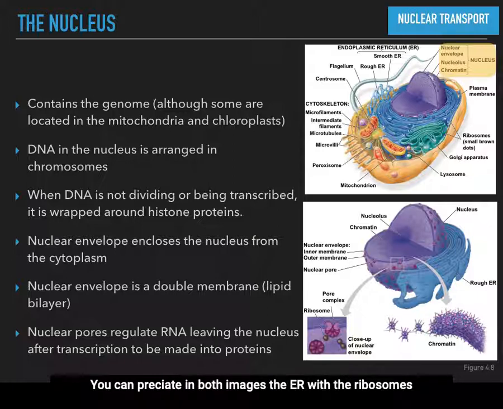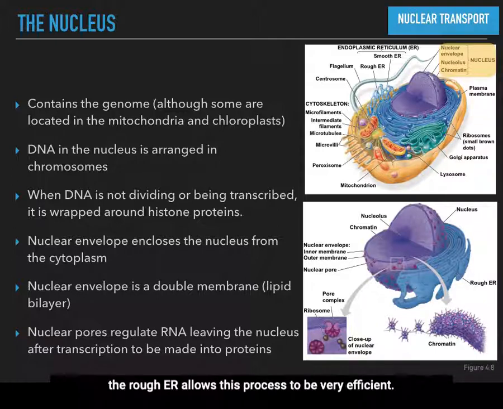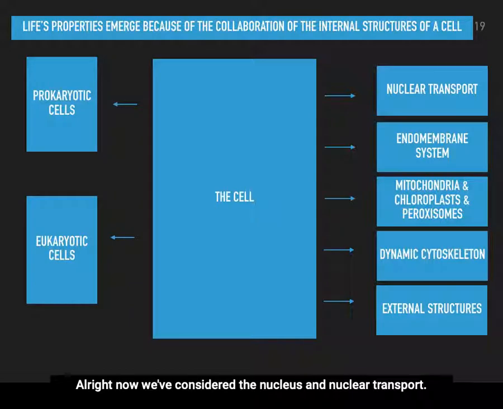You can appreciate in both images the ER with the ribosomes attached, which is known as the rough ER, is located right next to the nucleus. This makes sense as we think back to the central dogma. The mRNA has to leave the nucleus and traffic to a ribosome to be translated into proteins. The close proximity of the ribosomes, the rough ER, allows this process to be very efficient. All right, now we've considered the nucleus and nuclear transport. Let's look at the endomembrane system.